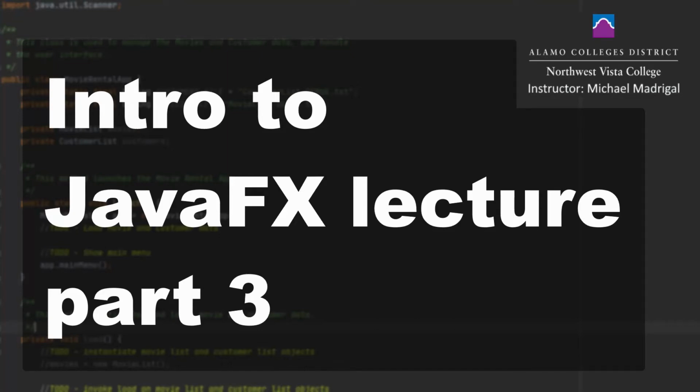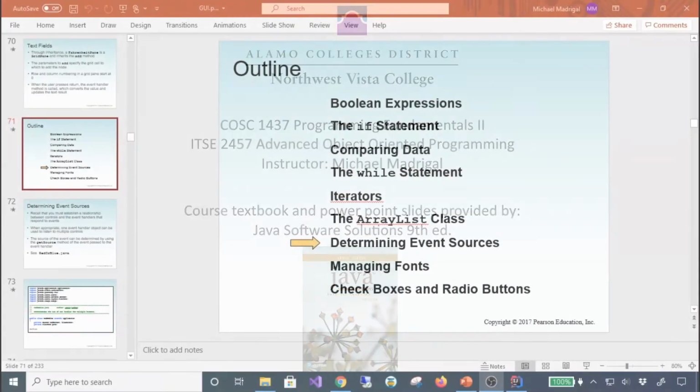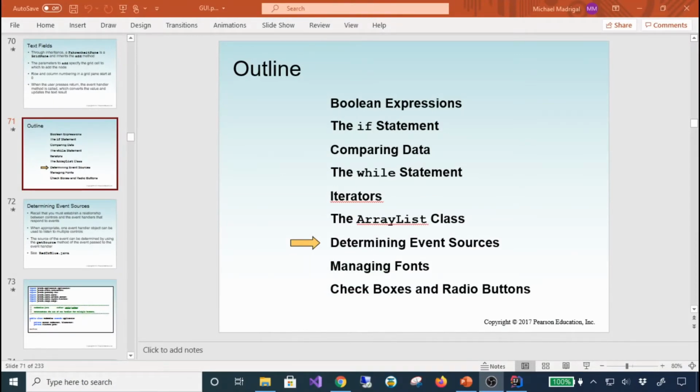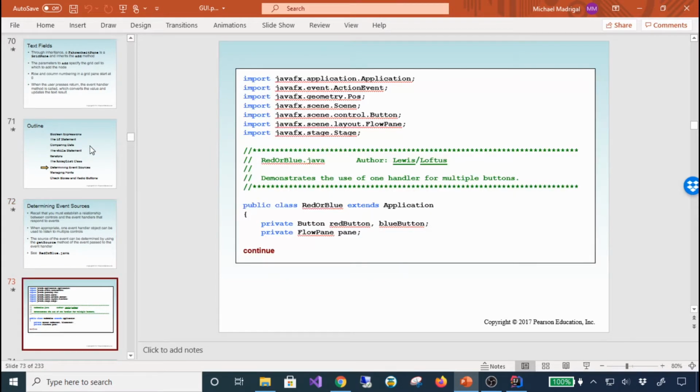So continuing on with the slides from the GUI slides. The next section is determining event sources, and this is actually a pretty interesting section. For this particular one, they talk about event handling, and they make this application that pretty much just has a flow pane and two buttons. One they call the red button, one they call the blue button.